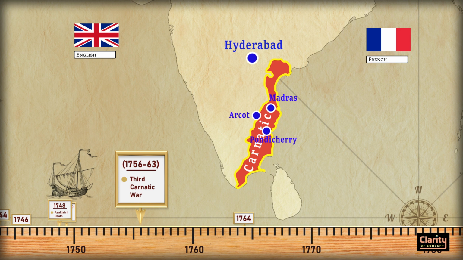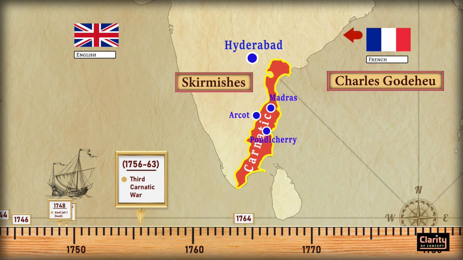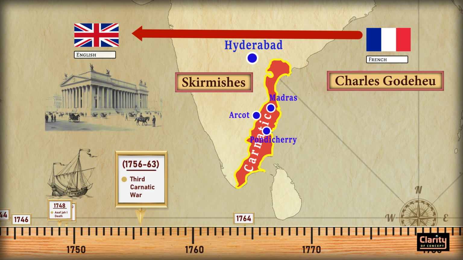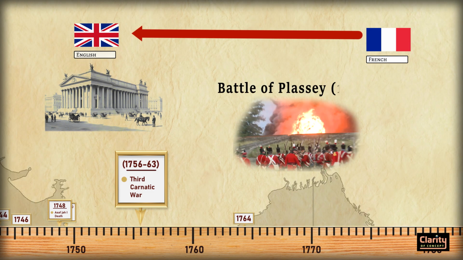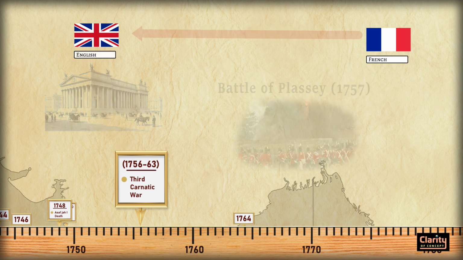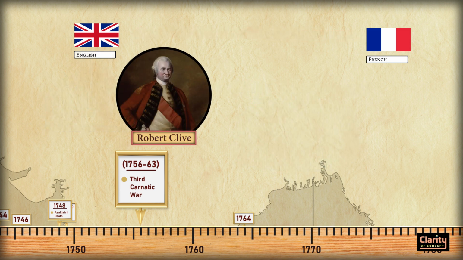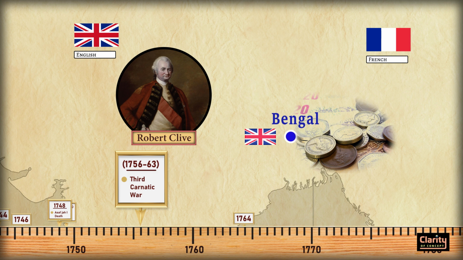Initially, the French forces in India, under commanders like Charles Godeau, tried to hold their ground. However, despite some early skirmishes, the French struggled to gain significant victories against the increasingly powerful British East India Company. At the same time, the British had gained a crucial advantage through their victory at the Battle of Plassey in 1757, where Robert Clive secured control over Bengal, providing a vast financial boost.